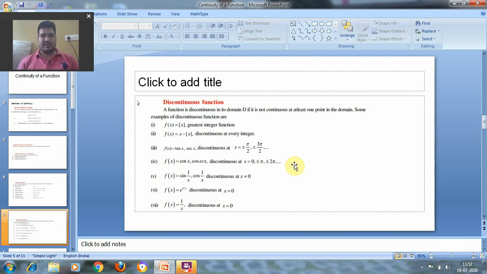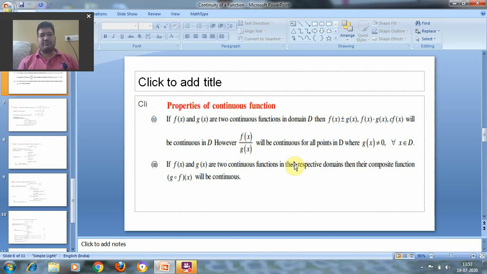f(x) equal to tan x, sec x. These are discontinuous functions. If you draw the graph of tan x and sec x, you can very easily judge these functions are discontinuous at x equal to plus minus pi by 2, plus minus 3 pi by 2, and so on. Similarly, cot x and cosec x are discontinuous at x equal to 0, plus minus pi, plus minus 2 pi, and so on. Right? Similarly, f(x) equal to 1 upon x is discontinuous at x equal to 0.